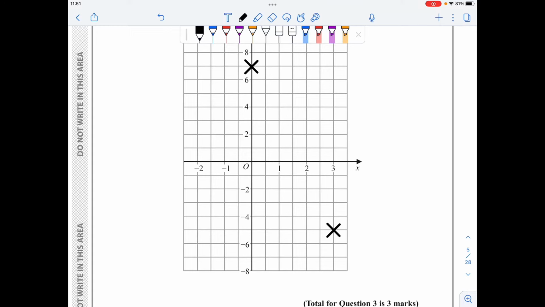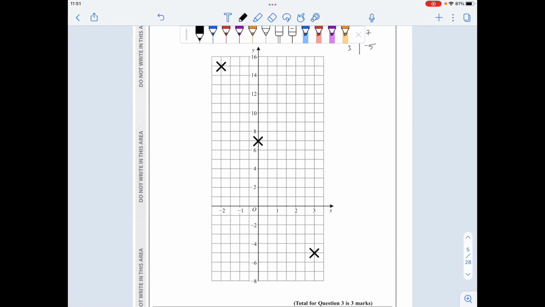Finally, I will join these 3 points with a straight line. Let me zoom out and draw the line. So that's how the final answer looks.